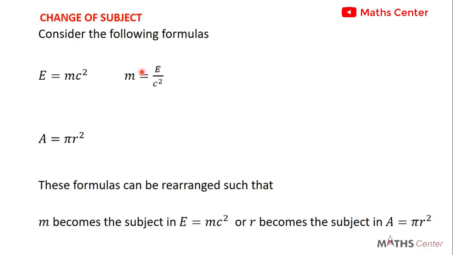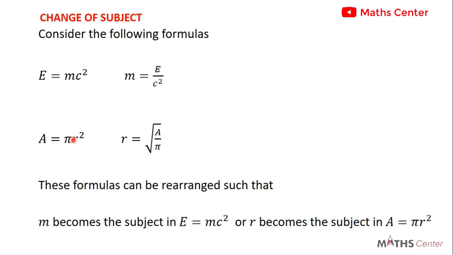We have changed the variable that was on the left hand side with no variable attached to it. We have changed it from E to M. So we have changed the subject from E to M. In the same way, you can also change the subject from M to C. We are just considering M as an example for now. In the same way, in the second example, we can change the subject from A to R.